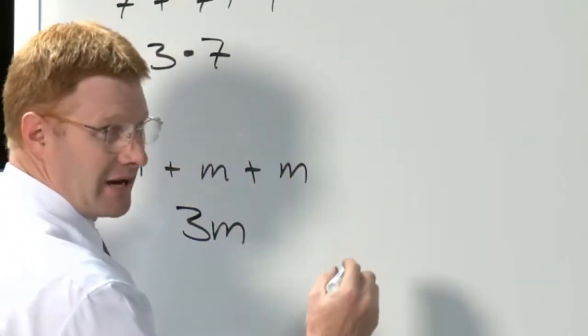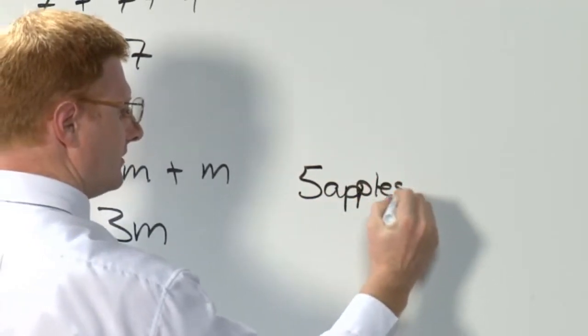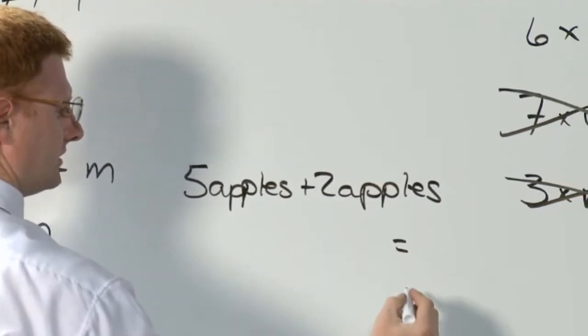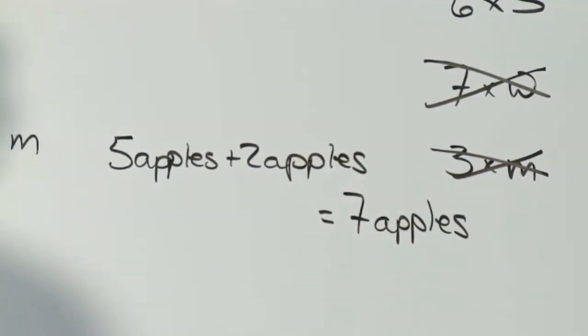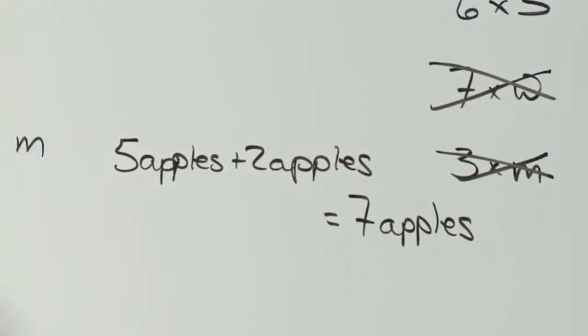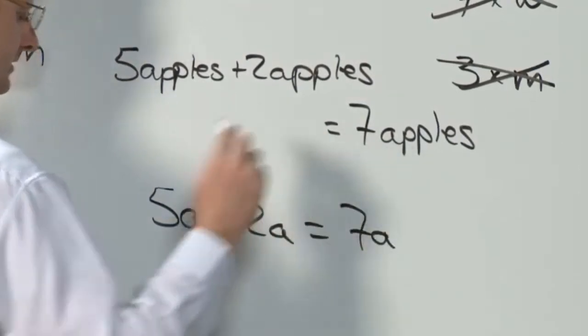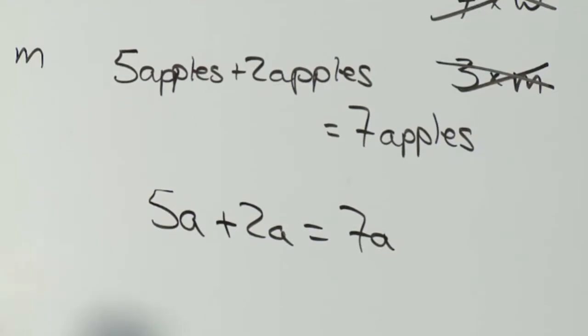Now, keep this in mind. Let's go back and do some more addition like we did before. When we had 5 apples plus 2 apples, that equaled 7 apples. Notice these had to be the same. We couldn't do 5 apples plus 2 penguins and get anything. 5 apples plus 2 apples is 7 apples. If these two are exactly the same, we just add them up like that.